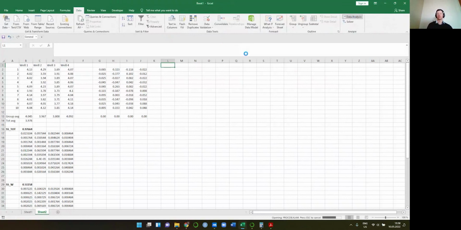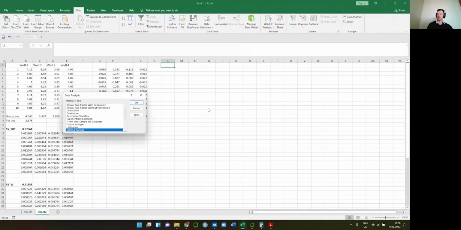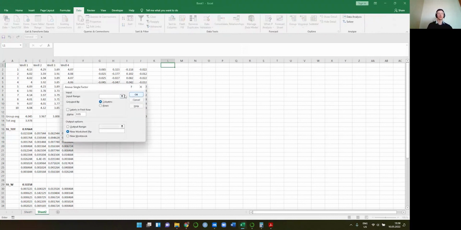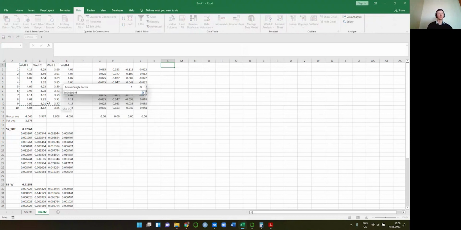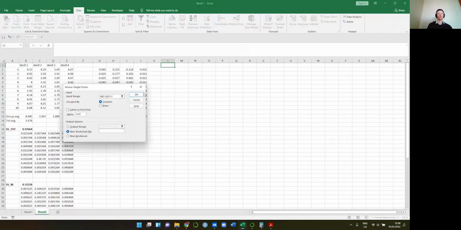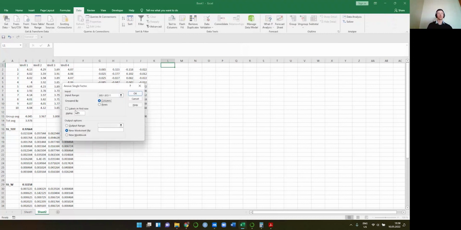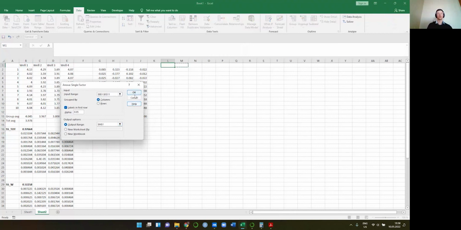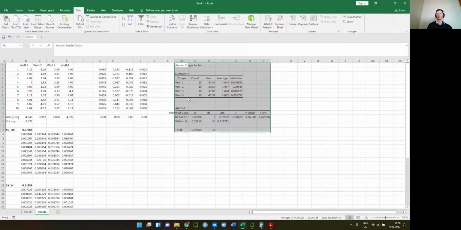Just so you will see this on the exercise session with the help of Python. I will just show you briefly how to do this in Excel. We take our columns here, grouped by columns, labels in the first row, output range here. And look, you see this table that I have shown you on the slides.